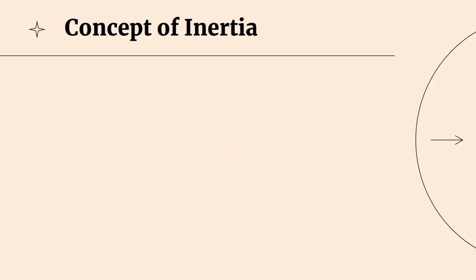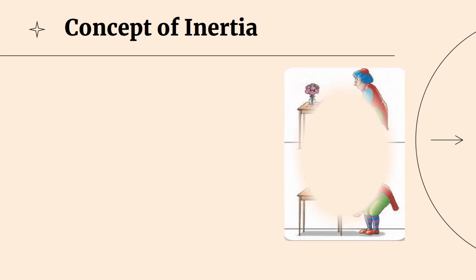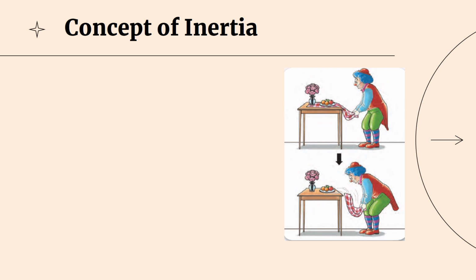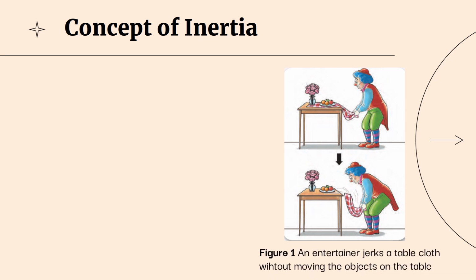So, let's begin the inertia with this example. Look at the picture. What did he do? Figure 1 shows an entertainer jerks a tablecloth without moving the objects on the table. Why does this happen? This will bring the idea to the concept of inertia. So, what does inertia refer to?